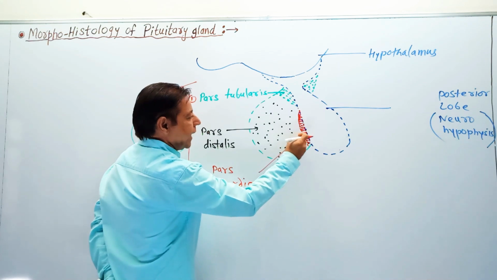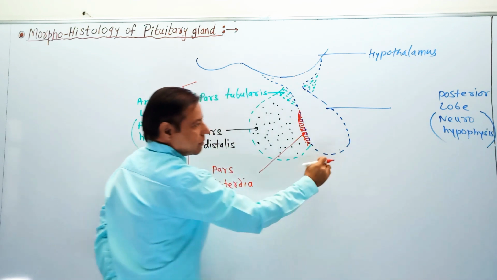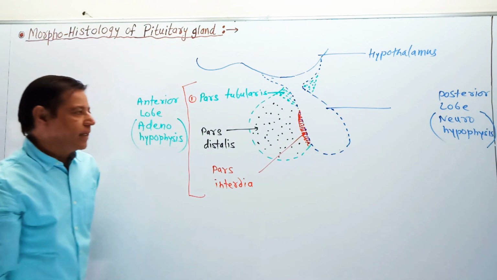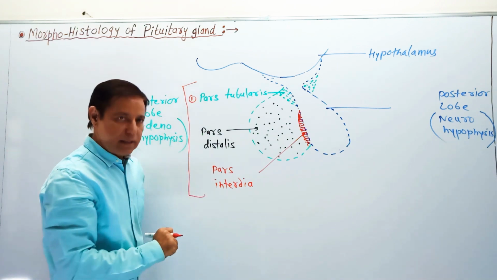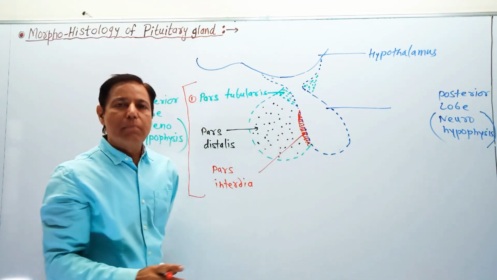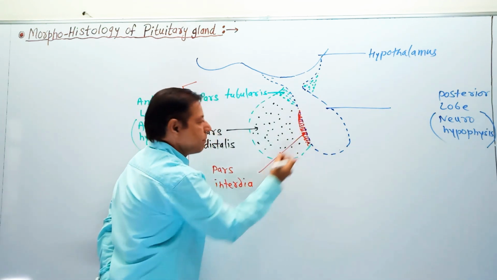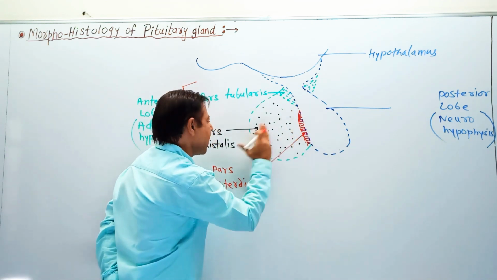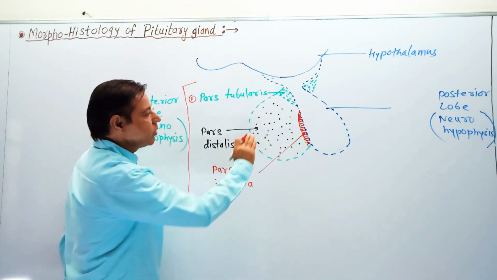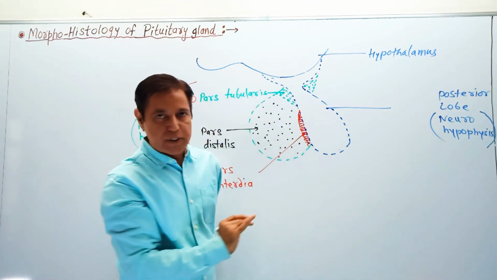And the reduced cleft-like portion in between pars distalis and pars nervosa, means posterior lobe, is called pars intermedia, which is non-functional in case of human beings, because human pituitary is bilobed. Intermediate lobe reduced so as to form pars intermedia, and it is considered as the part of the anterior pituitary. It is included into anterior pituitary, and which is mostly non-functional.